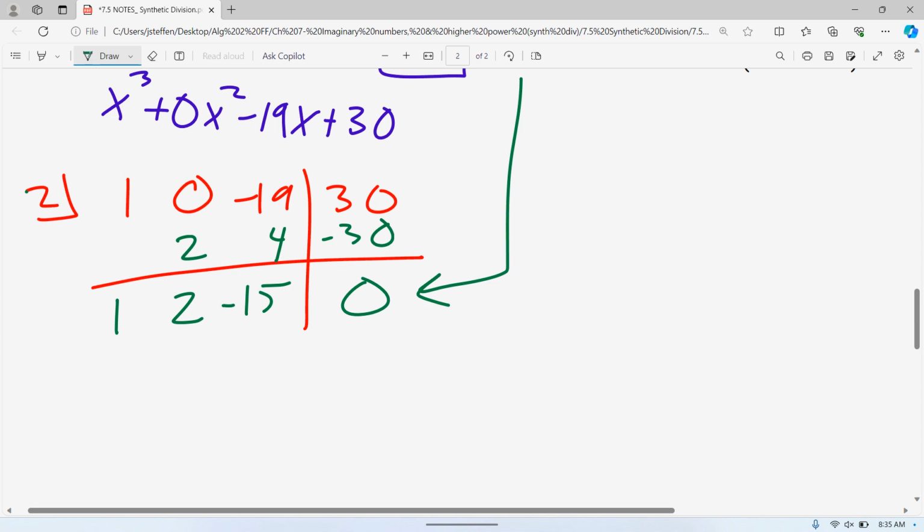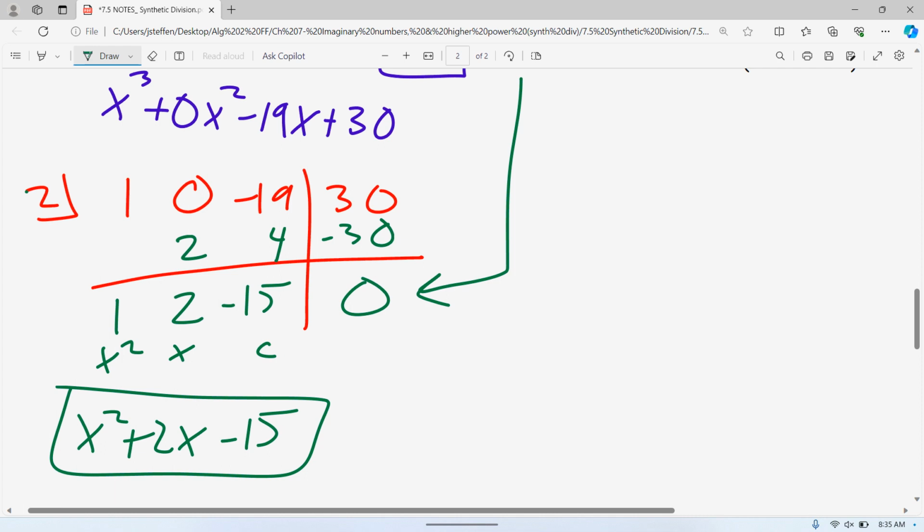And just like we said before, that means we have a constant, our x and our x squared. So we have 1x squared plus 2x minus 15. Placeholder, putting in that.